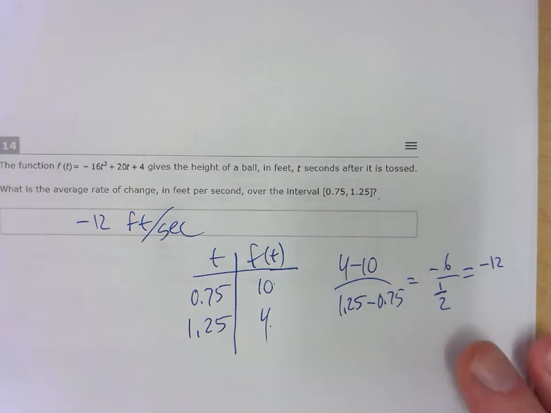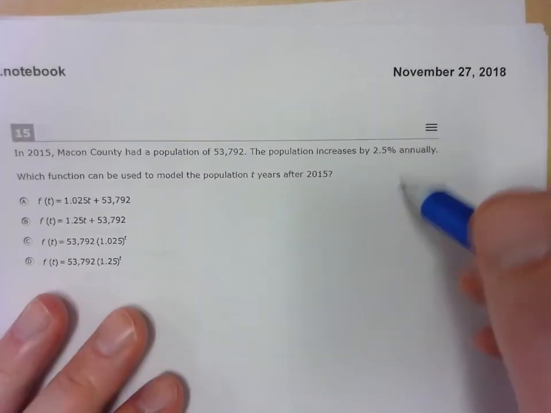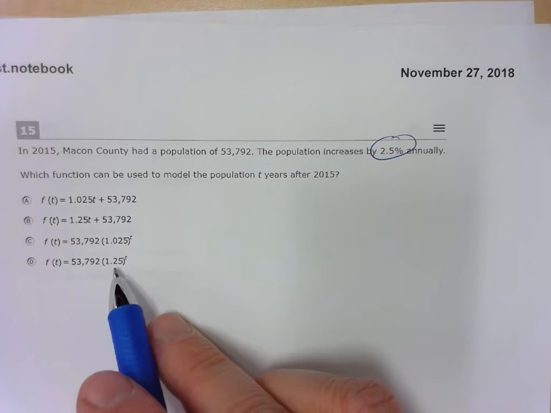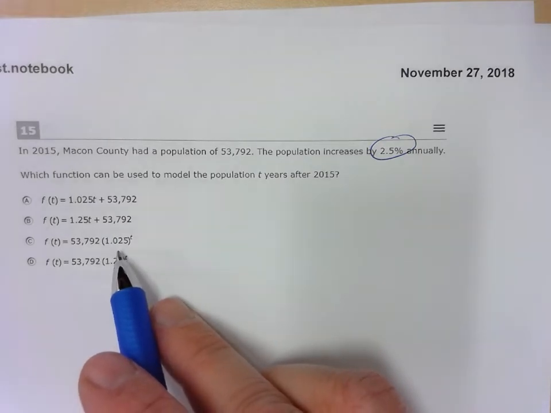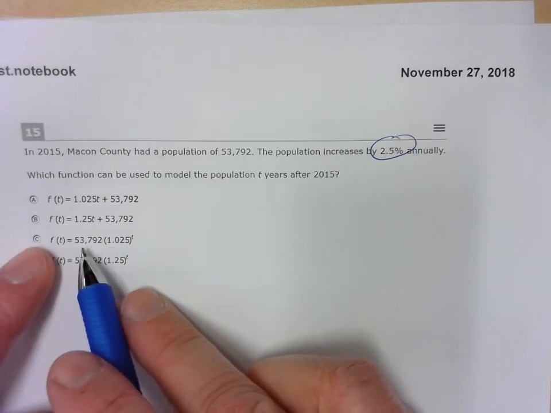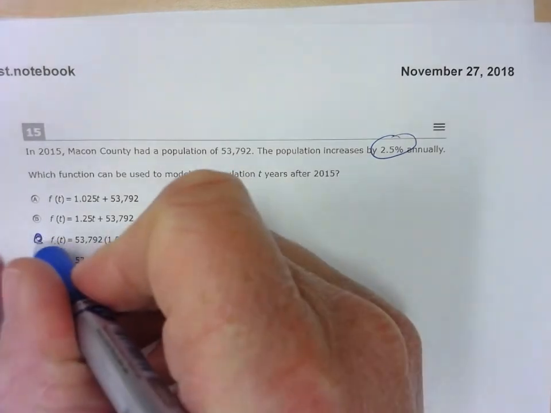All right, number 15. This one here, you have to recognize the exponential part of this. So population is changing 2.5%. That's the one that's changing 2.5%, and this is an exponential equation. So there's my starting population changing 2.5% for so many years. So the answer is C.